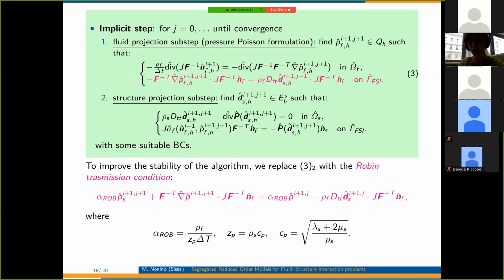And here in pink, I put the boundary condition for the pressure Poisson formulation, which is basically a Robin transmission condition, which is rather intricate, but the important thing is that we have a constant appearing there, alpha Rob, which does not only depend on the physical properties of the fluid and of the structure, but also depends on delta t, which is the time step used in the numerical simulation. This is extremely important and peculiar to partitioned schemes for these kinds of fluid structure interaction problems.